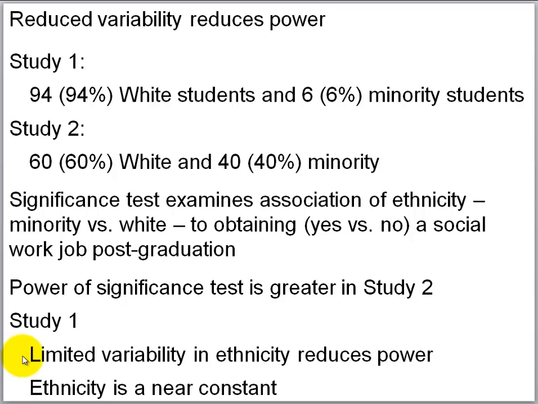In study 1, ethnicity is nearly a constant. You can't study the relationship of a constant to any other variable. That's a nonsensical thing to do. A constant can never be related to some other variable. So what you've got here is a situation where in study 1 we're trying to relate a near constant to a variable, and in a situation like that power is reduced.